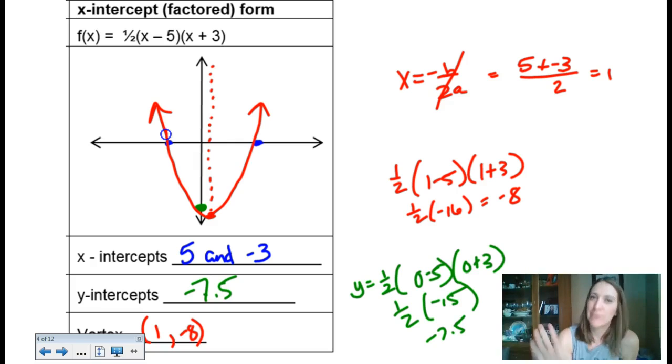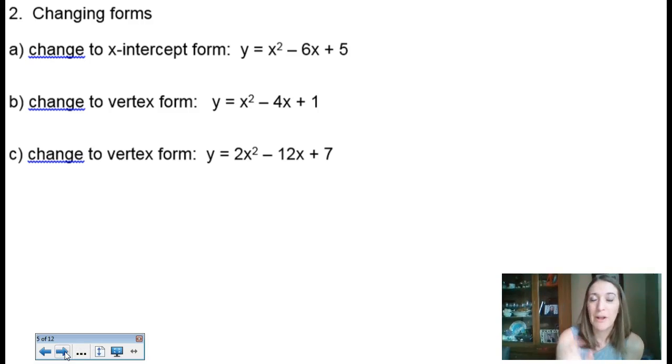Vertex form, the vertex was easily found. X-intercept form, the x-intercepts were easily found. Standard form, the y-intercept, I guess, was interesting. That's about it. But all of those things could have been confirmed or found in the first place on a graphing calculator if that's where you wanted to start.